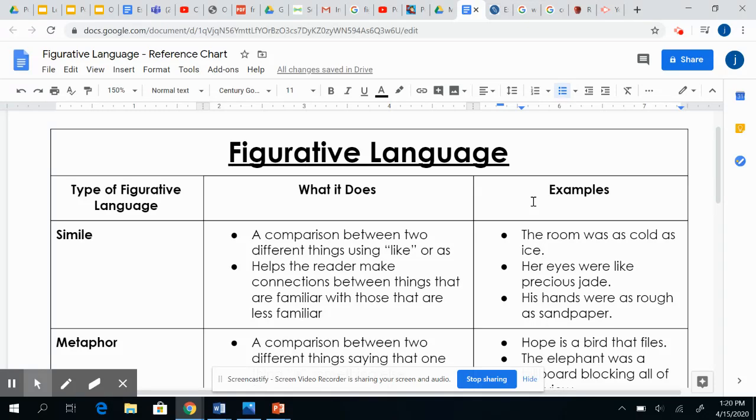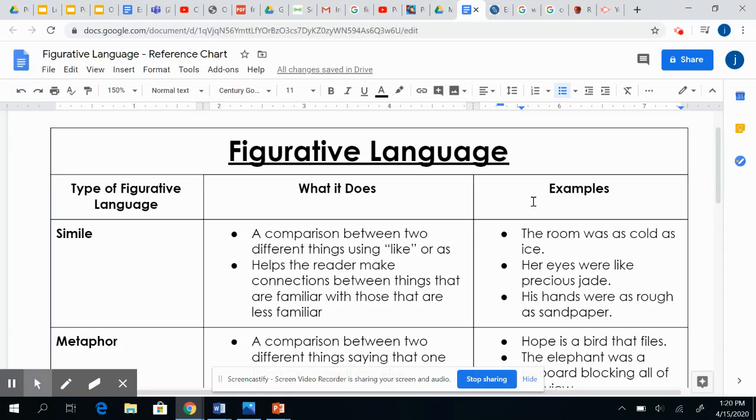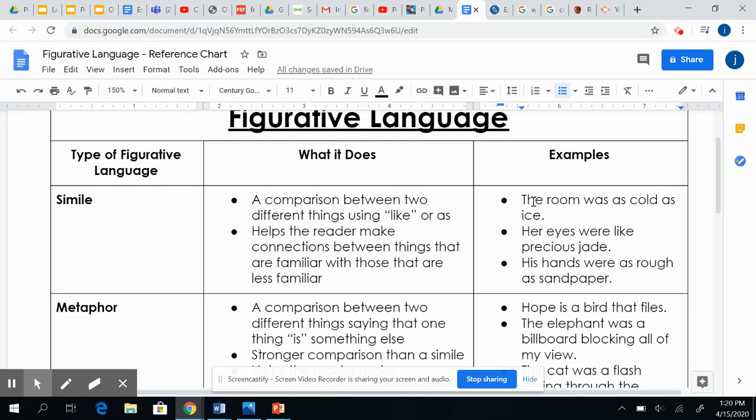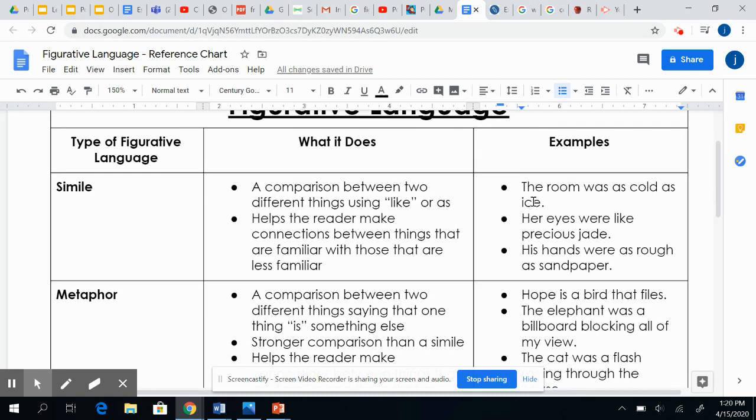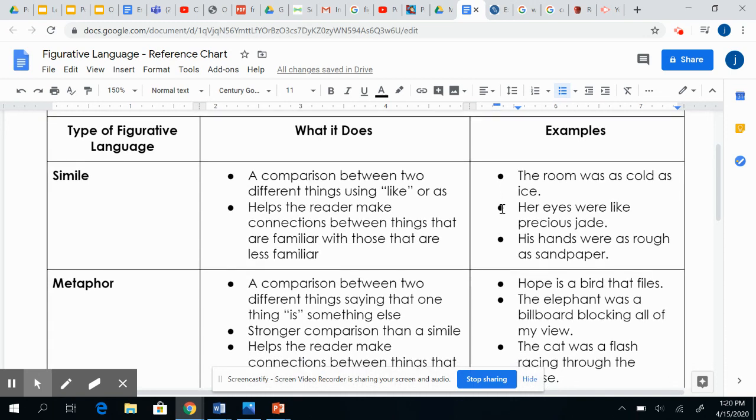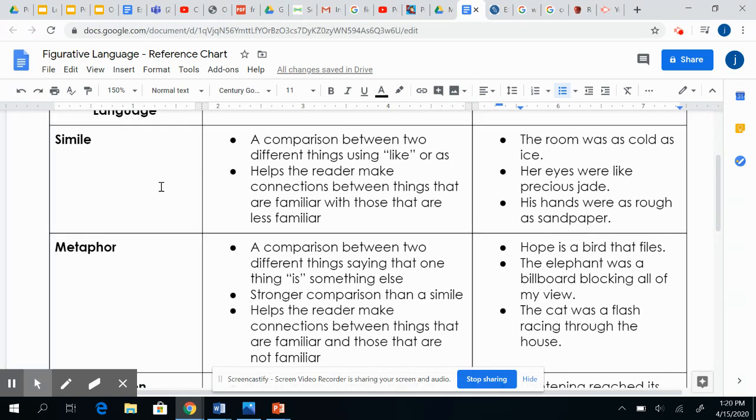Let's get started. What is figurative language? Well, figurative language is a type of writing technique that authors use to help convey meaning to the reader. The most common types of figurative language are comparisons. You've probably heard of these two before, the simile and the metaphor. Both of them compare, but a simile compares two things using the word like or as. This helps the reader make connections between things that are familiar to things that are not.